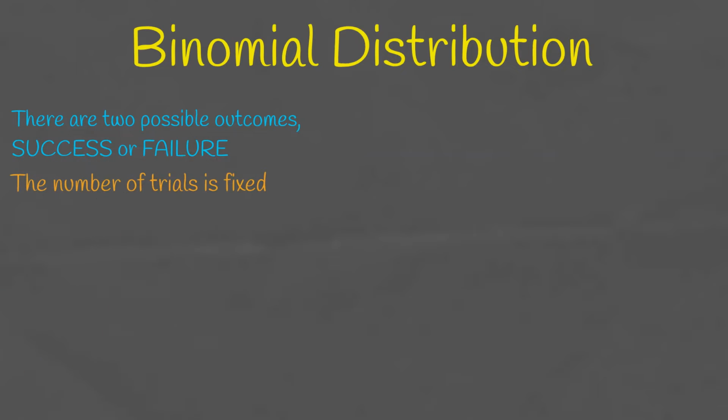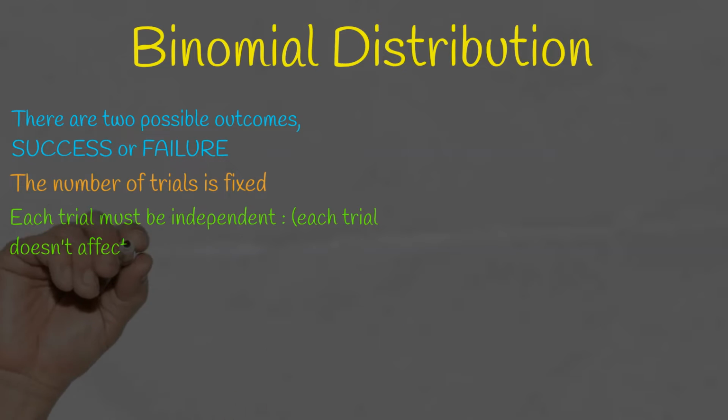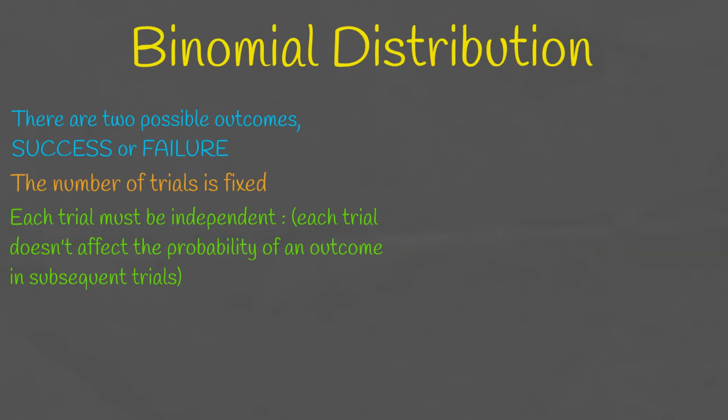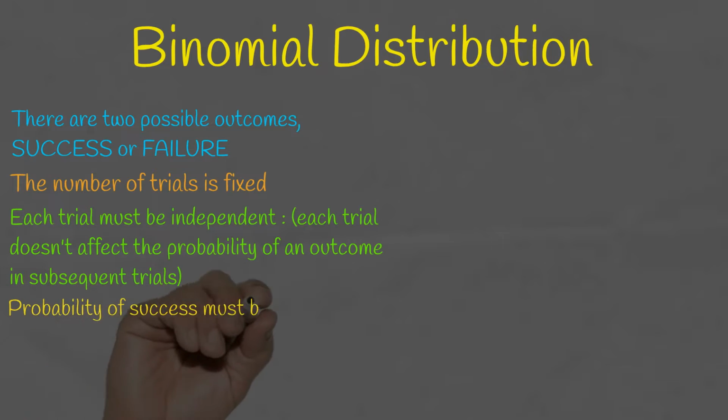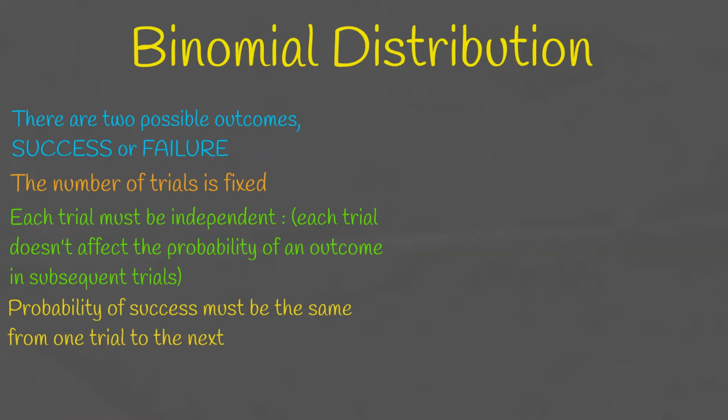Next, the number of trials needs to be fixed. For instance, if we were rolling a die, we could do 5 trials and roll it 5 times. The third criteria is that each trial must be independent. For instance, if you do a survey and phone 50 people to find out if they enjoy flying, it doesn't matter what the first person answers, whether it's yes or no, it doesn't affect the answers of the subsequent people that you telephone. And finally, the probability of success must be the same from one trial to the next.